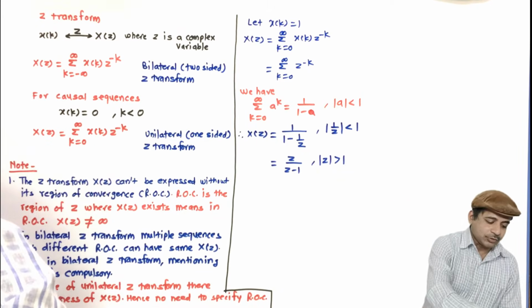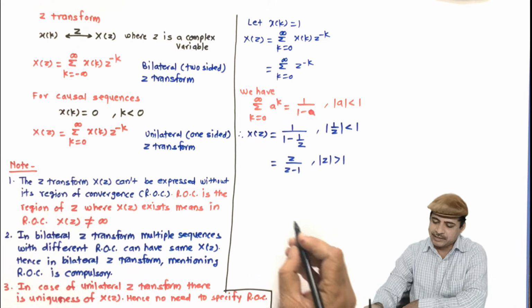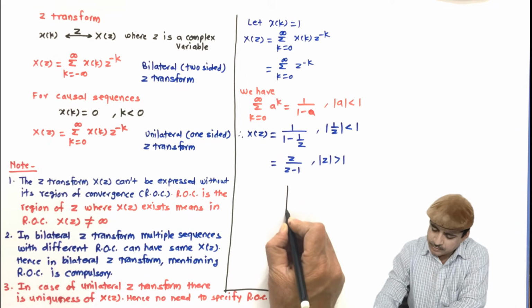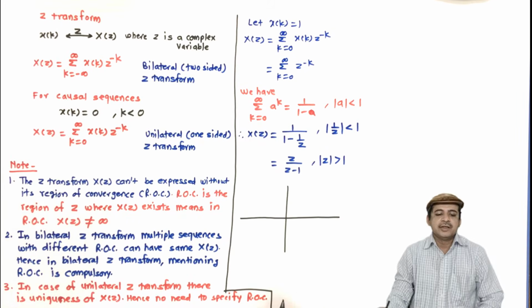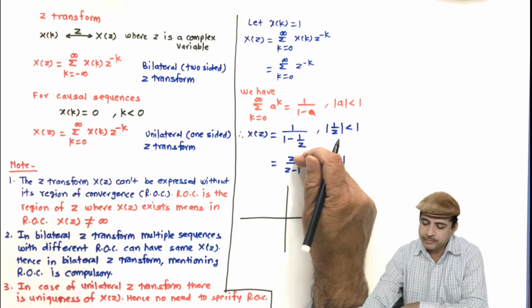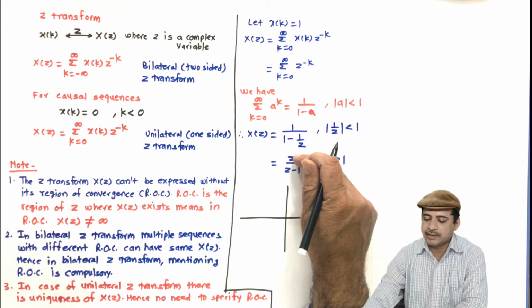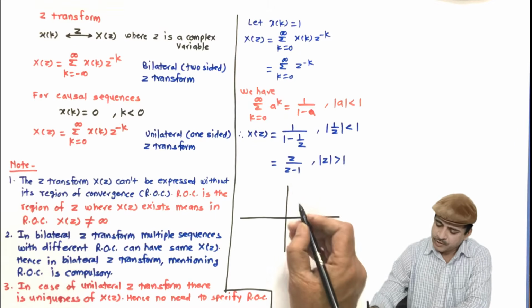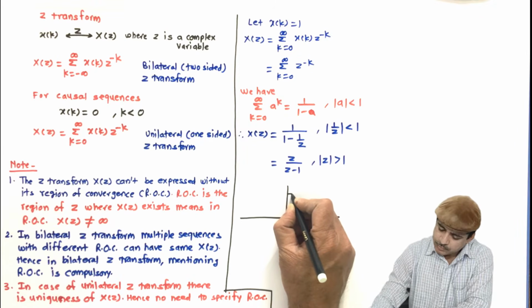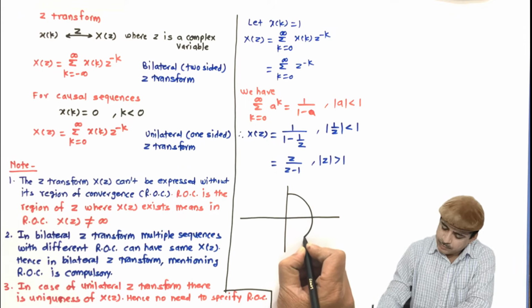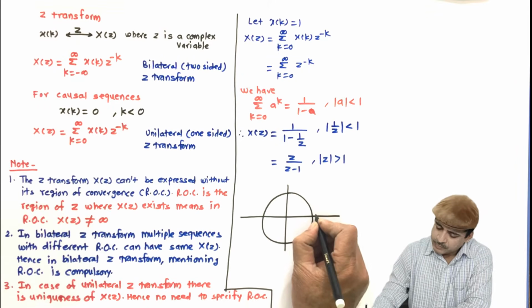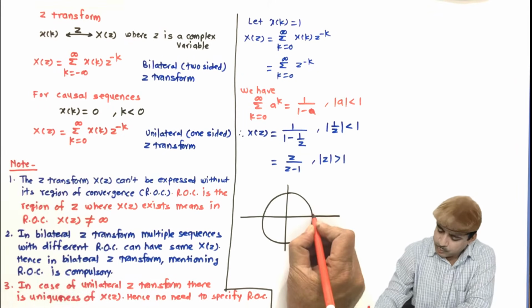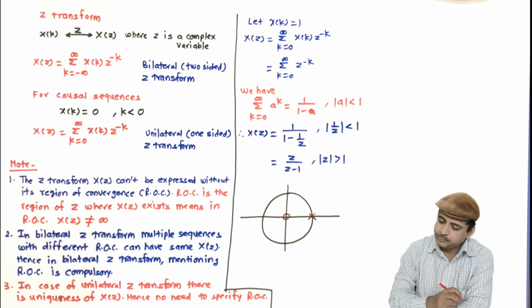Now I want to sketch this ROC. Let me show you what exactly the ROC means. This is the z plane, and here I have a zero of the z transform at z equal to 0 and a pole at z equal to 1. So I will make a circle with radius equal to the pole. So this is 1. Here I have a pole and here I have a zero.